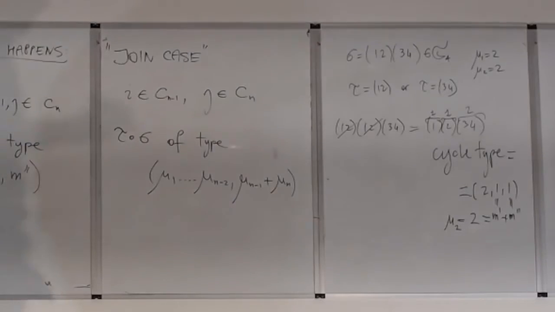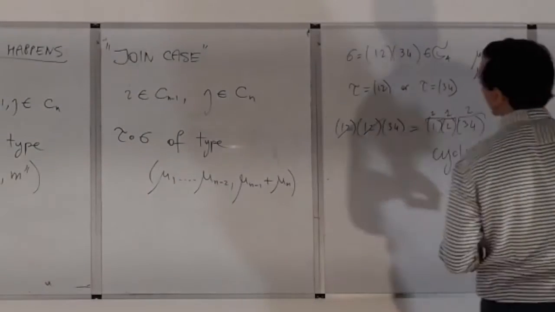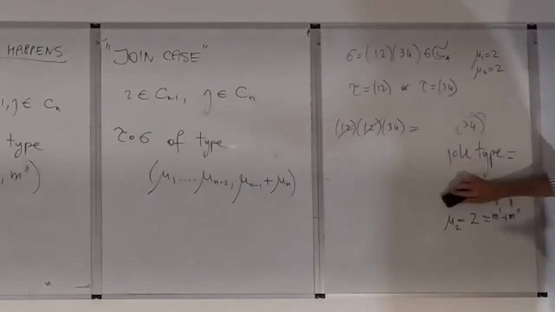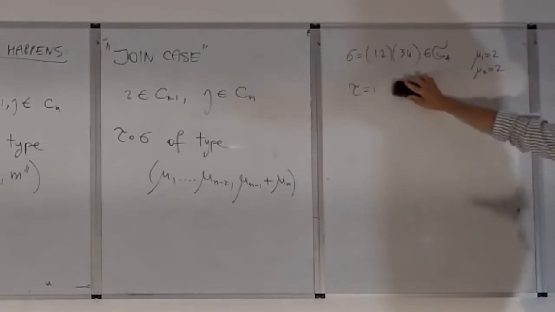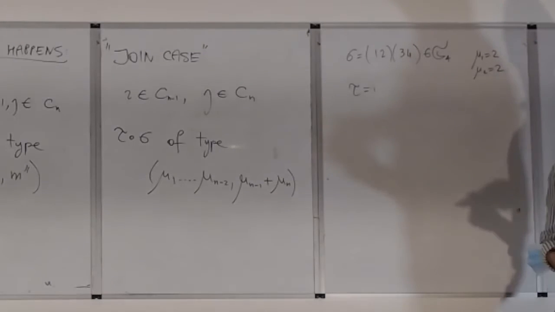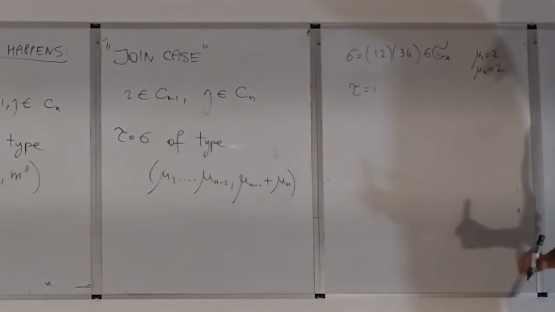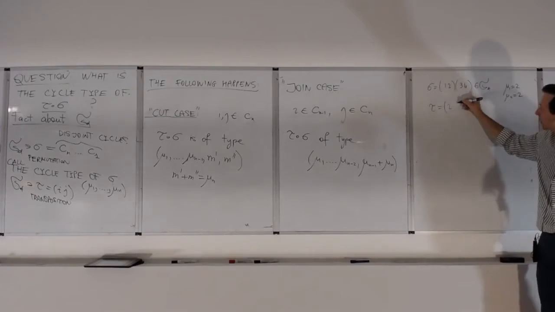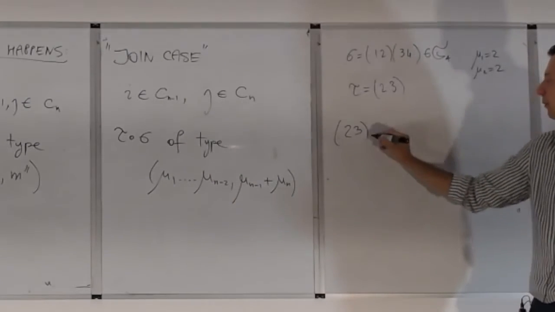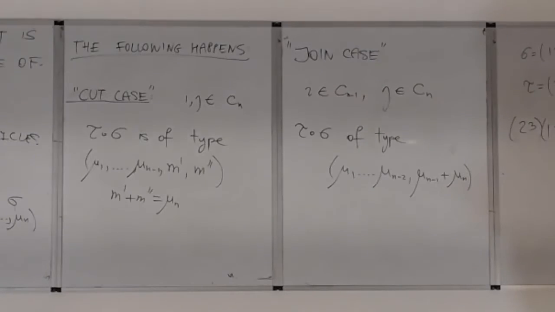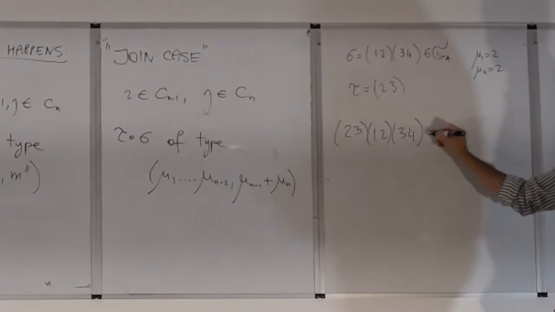Now we can make an example of this. So which tau should I take? Now I should take another tau. 2, 3, thanks. I take 2, 3. So I should do this. 2, 3. And now I want to multiply with 1, 2, and 3, 4. I will do this wrong, but you'll correct me.